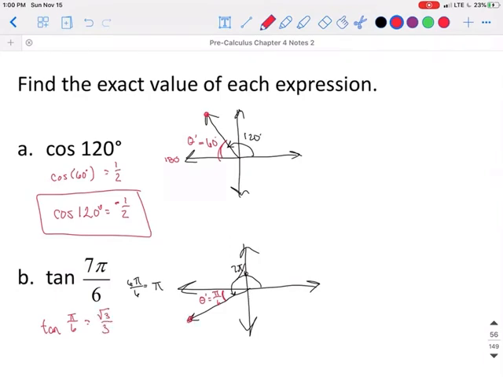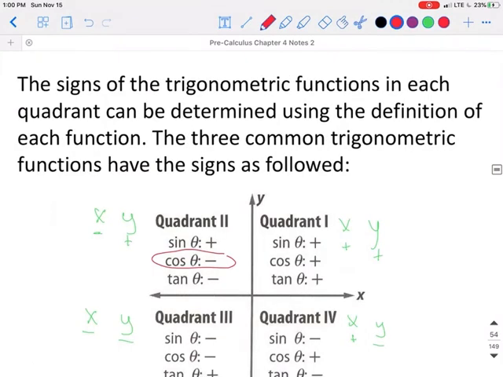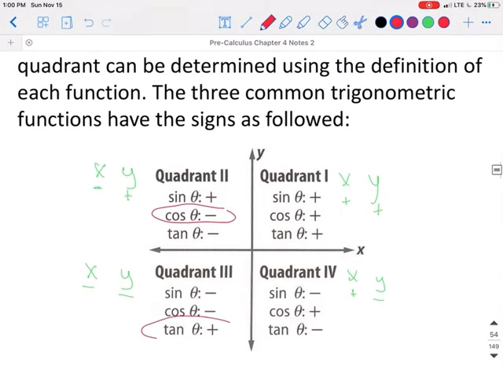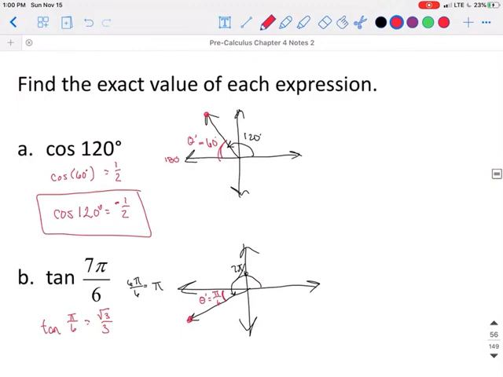And our terminal angle is in the third quadrant. So tangent in the third quadrant is positive. So the tangent of 7 pi over 6 will be positive radical 3 over 3.